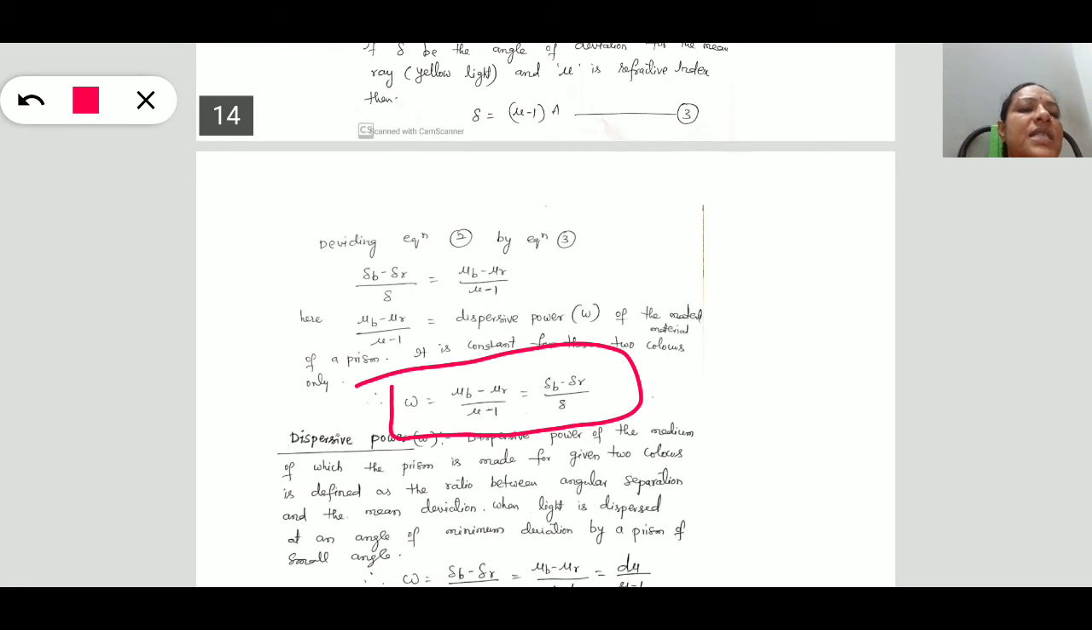In words, we can define dispersive power as follows. Dispersive power of the medium of which the prism is made, for given two colors, is defined as the ratio between the angular separation and the mean deviation when light is dispersed at an angle of minimum deviation by a prism of small angle. So this is the definition of dispersive power.